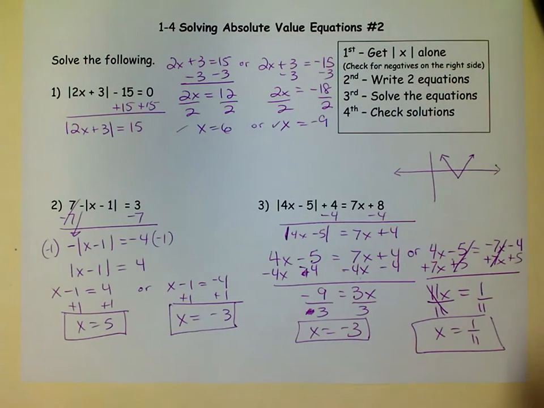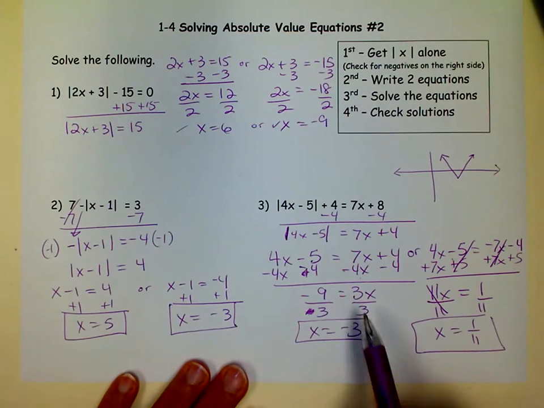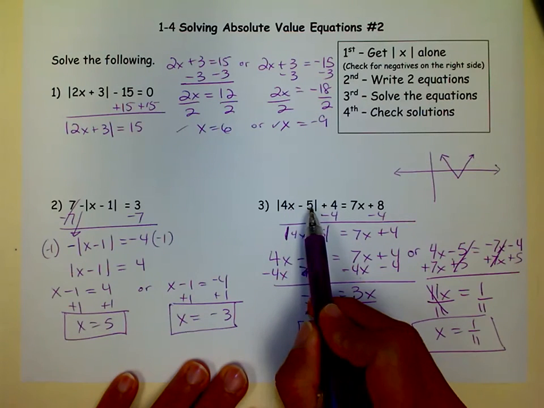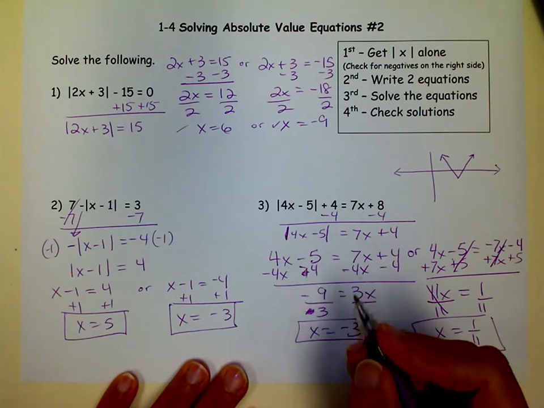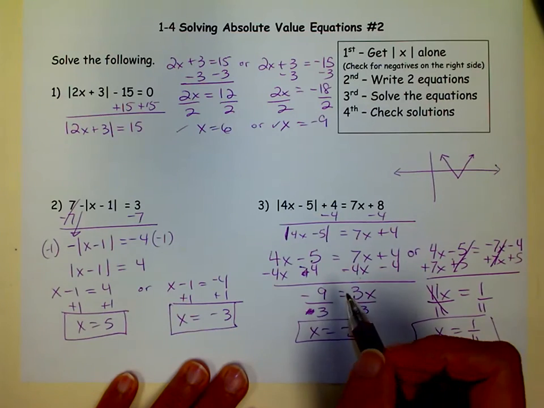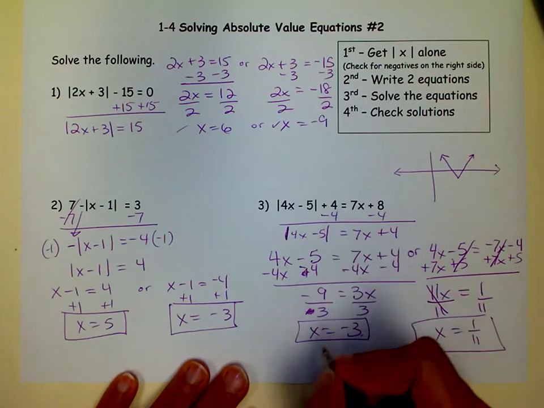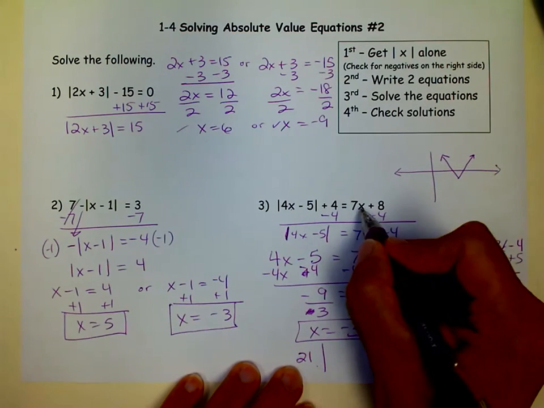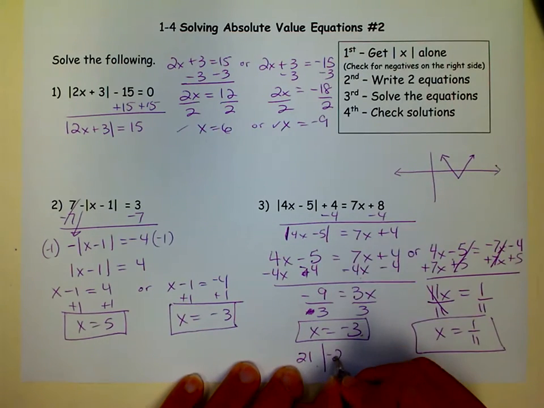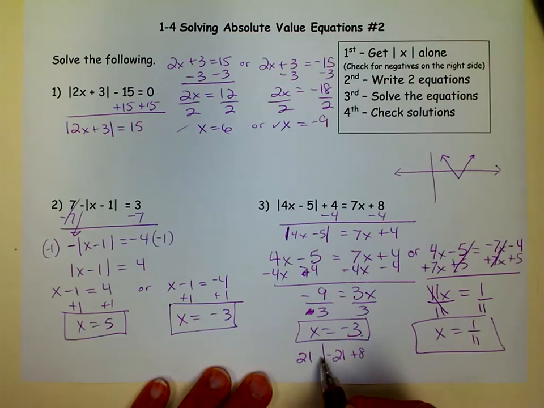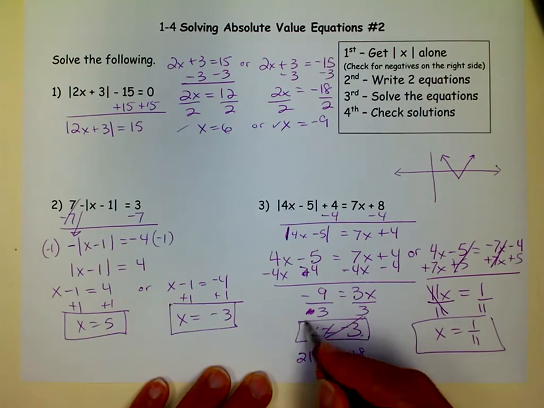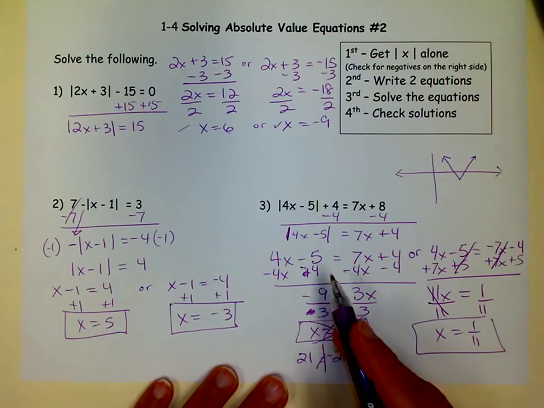Now I want to check. So I check my negative 3. When I put a negative 3 in there, I get 4 times negative 3, which is negative 12, minus 5, which is negative 17. So the absolute value of negative 17 is 17, and when I add 4 to it, I get 21. So on the left side, I got a 21. And when I put a negative 3 in here, I get a negative 21 plus 8. Well, these are not going to be equal. So we can tell right now that this is not a solution to our equation.